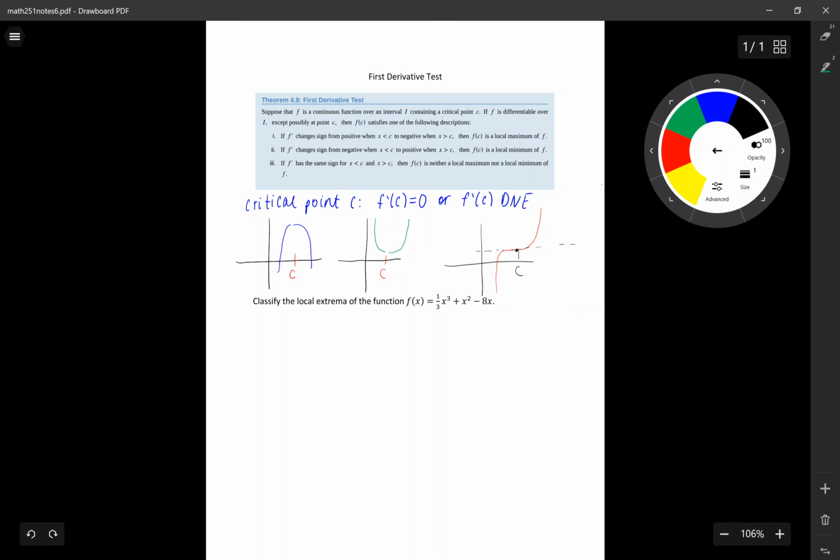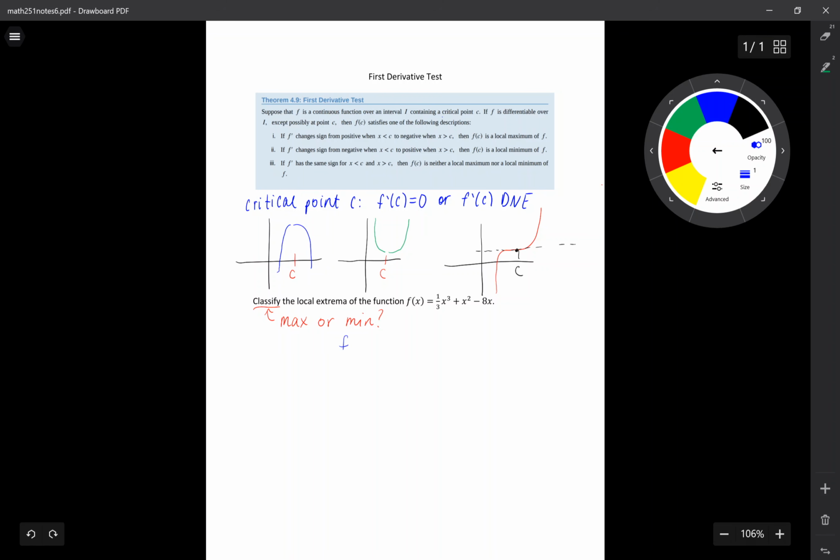So let's go ahead and jump into an example. We want to classify the local extrema of this function. When I say classify, this means is it a max or a min? Let's decide. Well, first we need to find our critical points. So we need to find the derivative and set it equal to 0 in order to find these critical points, right? Because our critical points are where our derivative is equal to 0 or does not exist. In this case, we are dealing with a polynomial, so our derivative does exist everywhere. So we just want to see where our derivative is equal to 0.